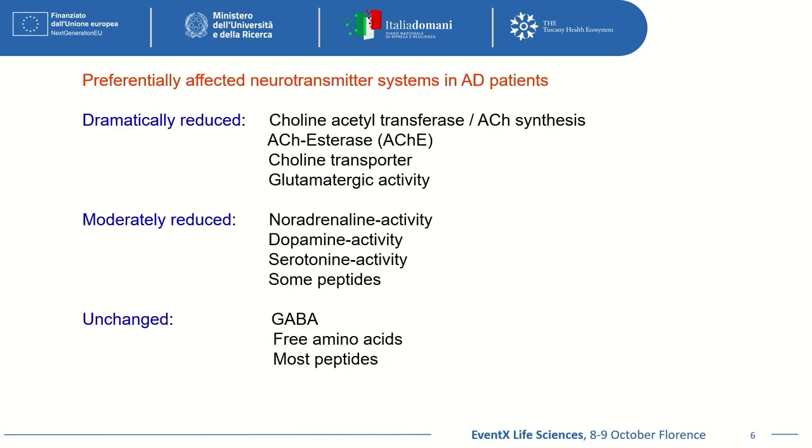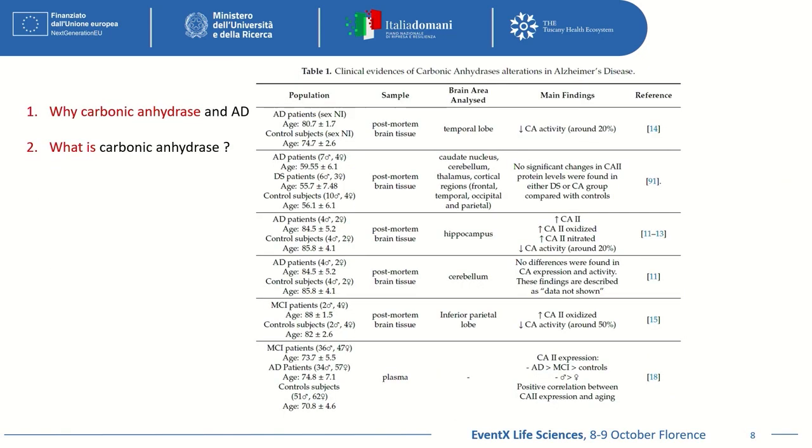Alzheimer's disease is characterized also by other abnormalities, for example, in the neurotransmitter system. The most affected ones are the cholinergic and glutamatergic transmission, but there is also some reduction in the monoamine neurotransmitters and of some peptides, whereas the inhibitory GABA neurotransmission is not much affected in these conditions.